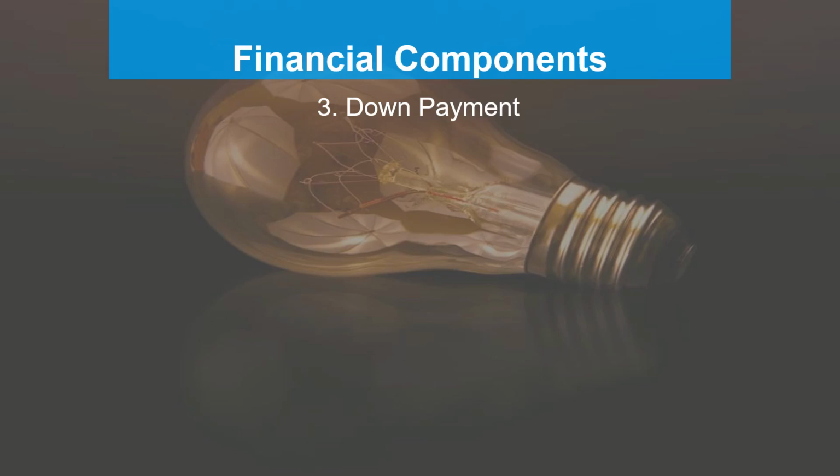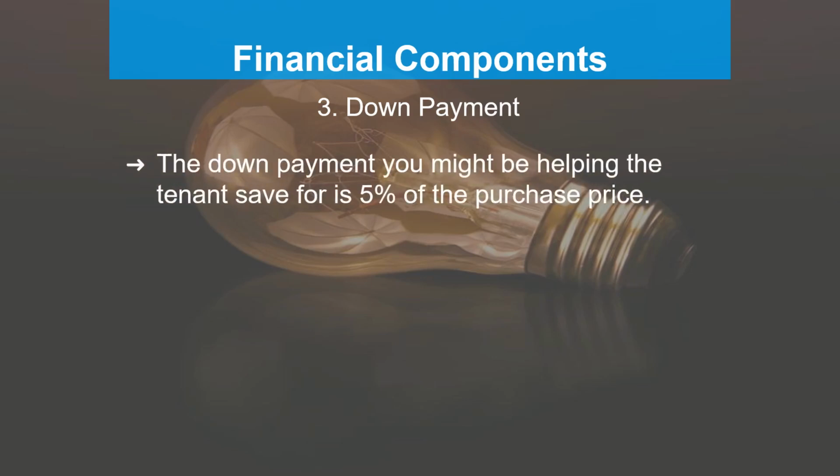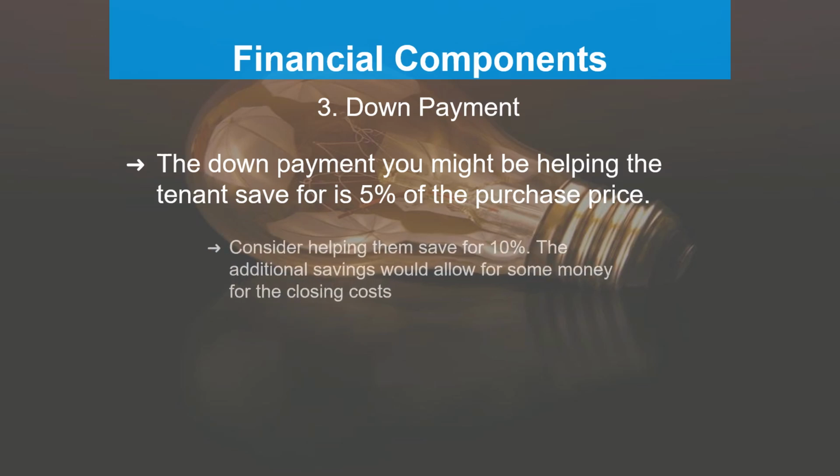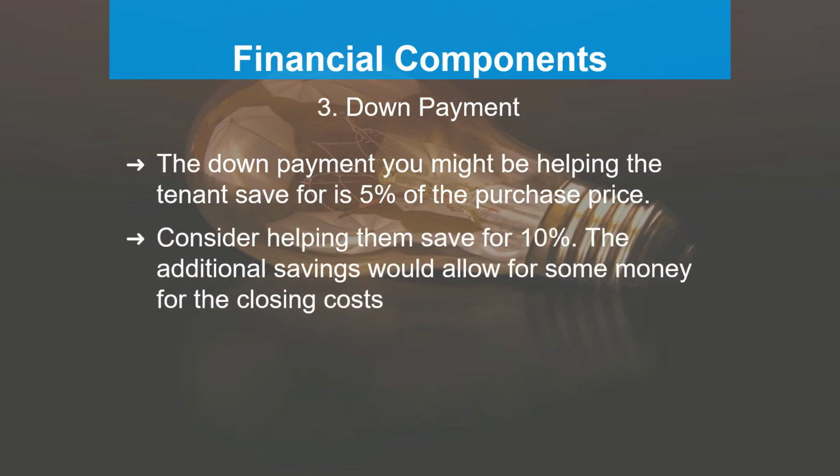With the monthly down payment, you might be helping the tenant save, let's say, 5% of the purchase price or 10% of the purchase price. However, you might want to consider helping them save maybe 10 or 15%. The additional savings will allow them some money for the closing costs, and this could be anywhere from 2, 3 or 4% of the purchase price, depending on where you are closing it, and what the overall purchase price of the property is.